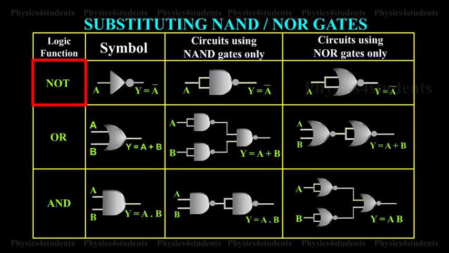Now, let us see the logic function NOT by using NOR gate. This is the symbol of NOT gate. This represents the NOT gate circuits by using only NOR gates.